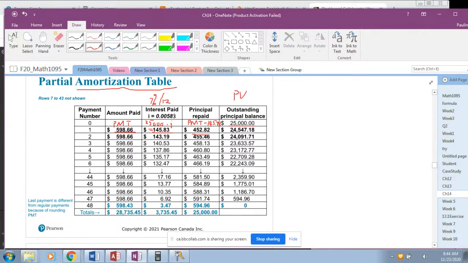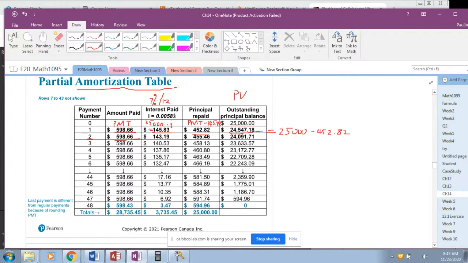And then how do you get the outstanding balance after the first payment? This number is the difference between the original loan, 25,000, minus the principal portion in the first payment, 452.83. Okay, so you repeat yourself. For the second payment, the second payment is still PMT.